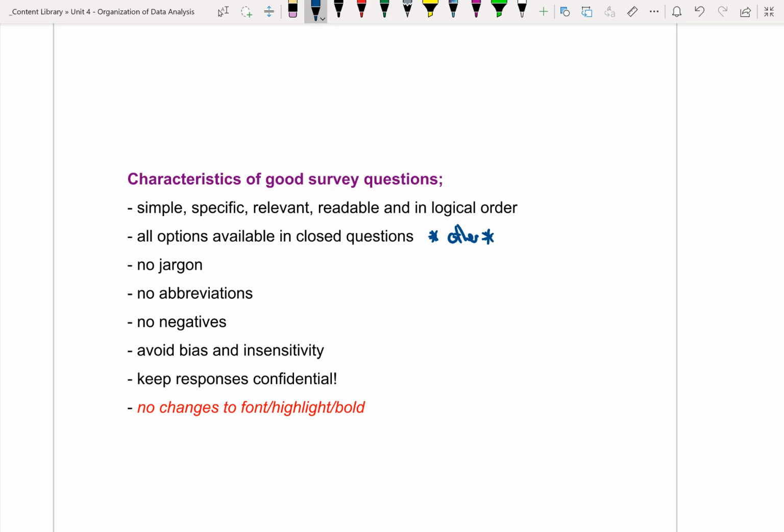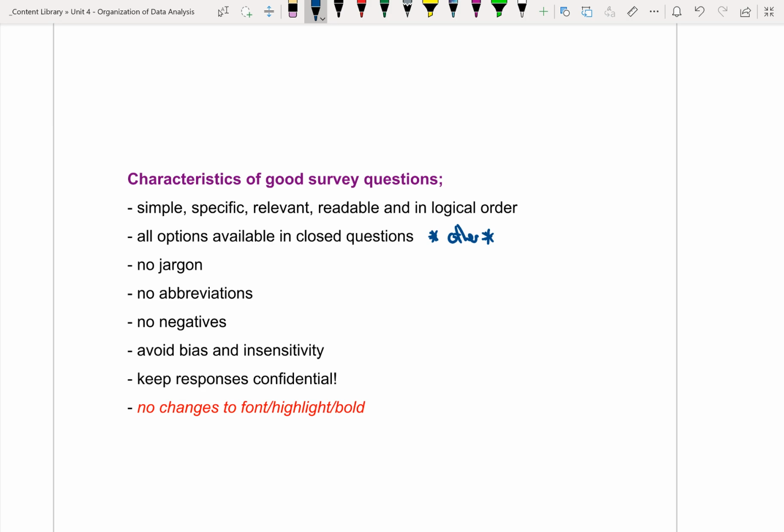No jargon, so basically again making sure that it's simple and readable. You want to make sure that you're not putting in words that others may not know, or if you are and they're key terms, you want to make sure that they understand what they are. No abbreviations. So again, you want to make sure that people understand what they are answering, what they're reading, and so on. No negatives. So you don't want to include negatives in your questions.